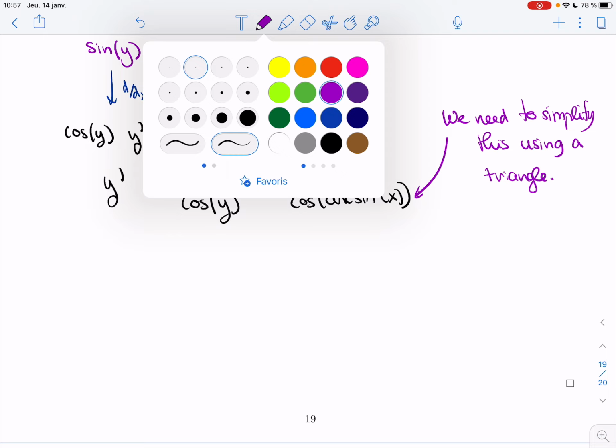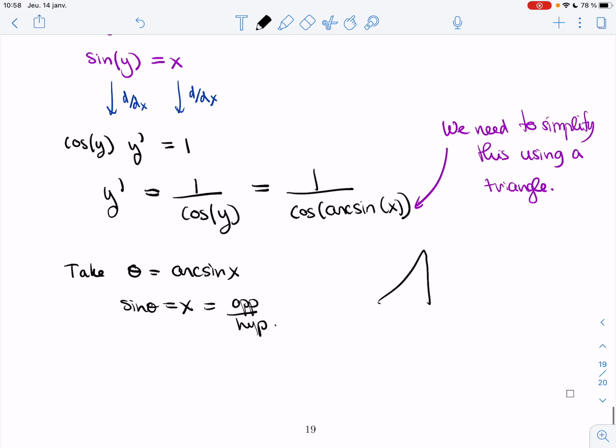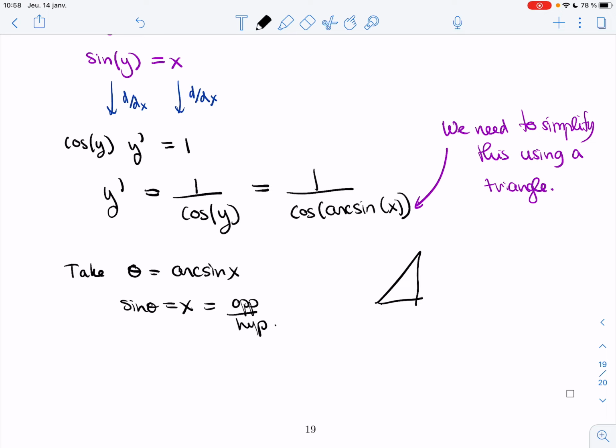All right, so I'm going to call it theta just because that's what we're used to. I'm going to take theta to be arcsine of x, so that means sine theta is x. That's opposite over hypotenuse. So when I build my right triangle, theta is here. I'm going to have x opposite, hypotenuse I'm going to take to be 1. And then adjacent squared plus x squared is 1 squared, so the adjacent side is square root of 1 minus x squared. That's from Pythagoras.